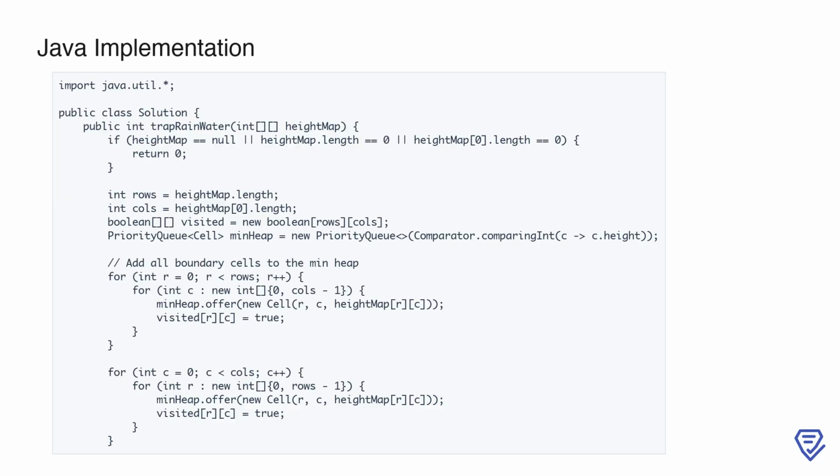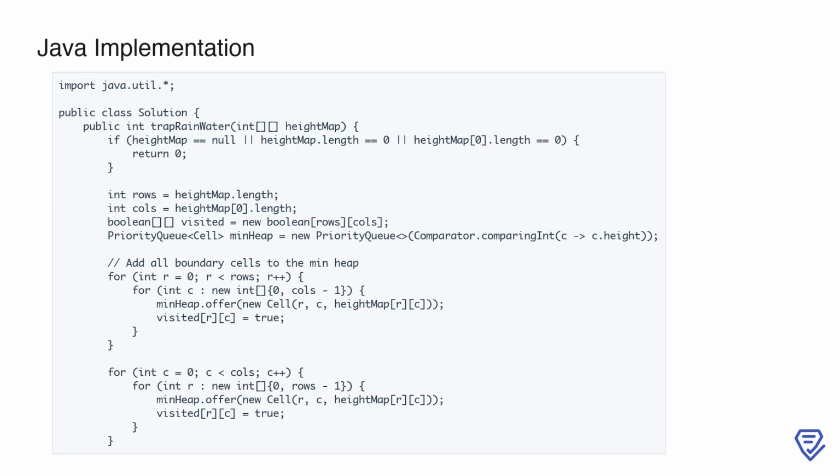Here, we begin by importing the necessary libraries and defining our solution class along with the trap rainwater method. The first step is to handle edge cases where the input height map is null, empty, or has no columns. If any of these conditions are met, we simply return 0 since there's no terrain to trap water. Next, we calculate the number of rows and columns in the height map and initialize a visited 2D array to keep track of which cells have already been processed.